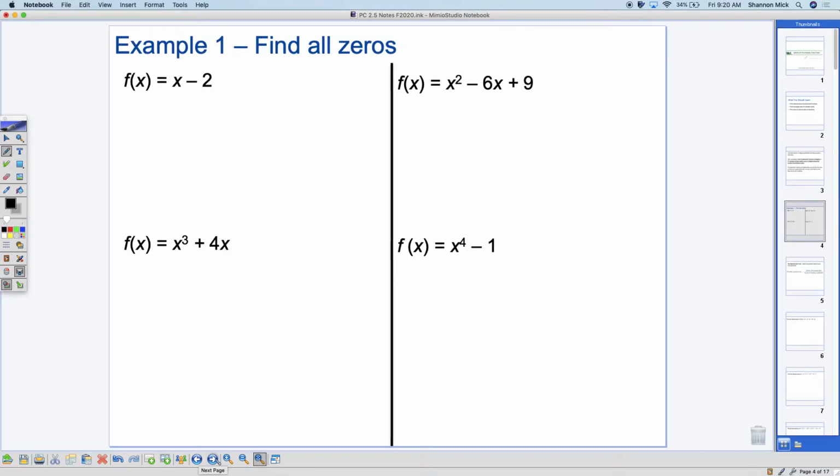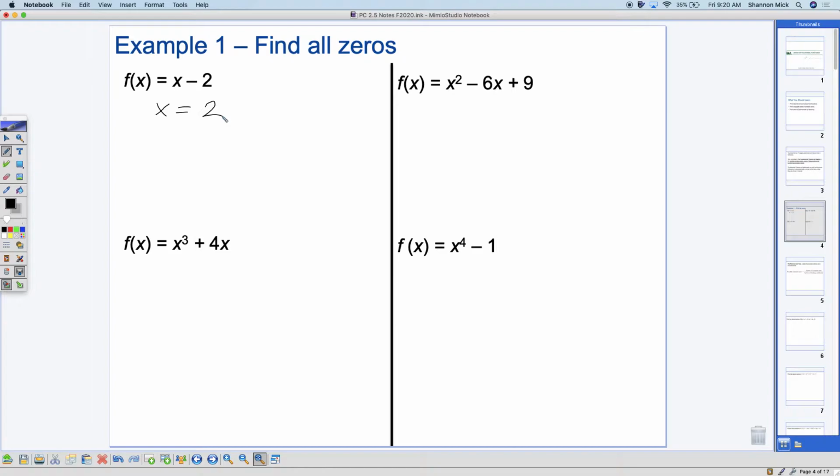Okay, so find all the zeros. I have x minus 2. How would I find those zeros? How do I find any zeros? Set it equal to 0. Okay, so what is the real zero? x equals 2. Did we already do this? Yep.